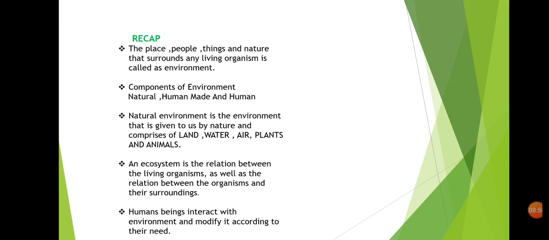Let us have a recap. We have learned environment, that is the place, people, things and nature that surround any living organism is called an environment. Components of environment are natural, human-made and human. Natural environment is the environment that is given to us by nature and comprises land, water, air, plants and animals. Ecosystem is the relation between the living organisms as well as the relation between the organisms and their surroundings. Human beings interact with the environment and modify it according to their need. I hope you all have understood this lesson, environment.